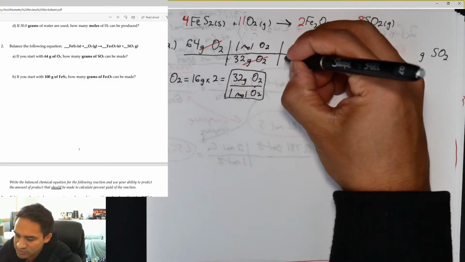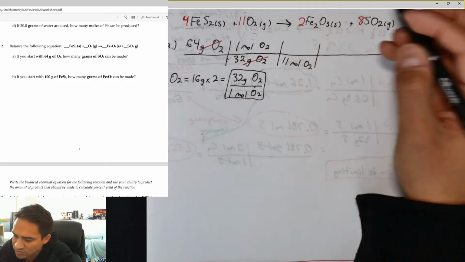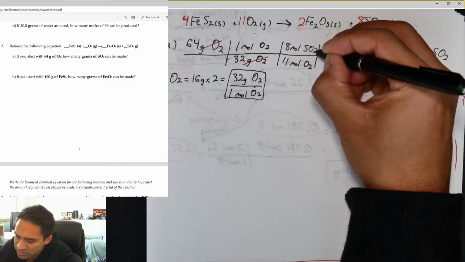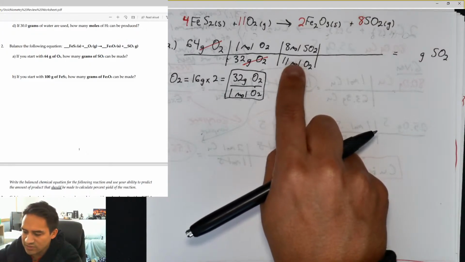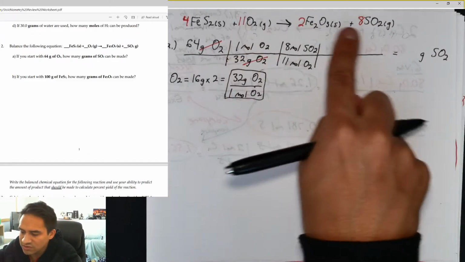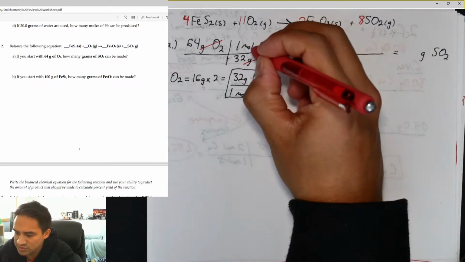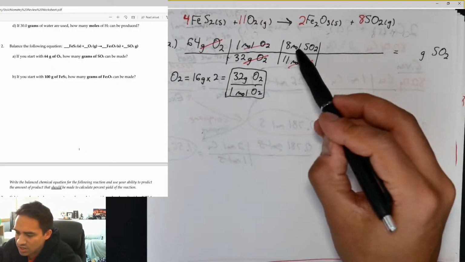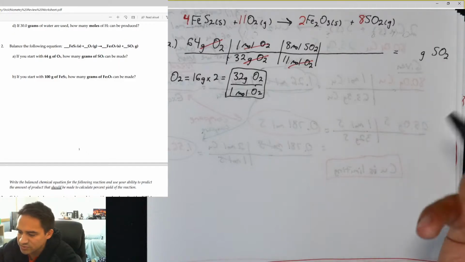Since I'm starting with moles of O2 here, my 11 moles of O2 will be on the bottom, and my 8 moles of SO2 will be on the top. And again, I'm getting this ratio, this conversion factor, 11 moles to 8 moles, right here from the reaction, if it's properly balanced, which it should be. So those will cancel, and now I'm in moles of SO2, and I need to get to grams of SO2.